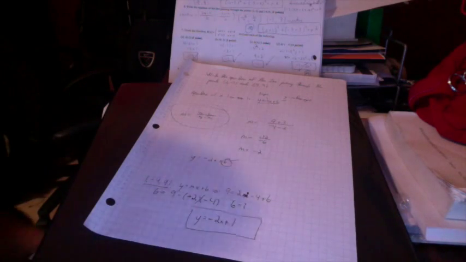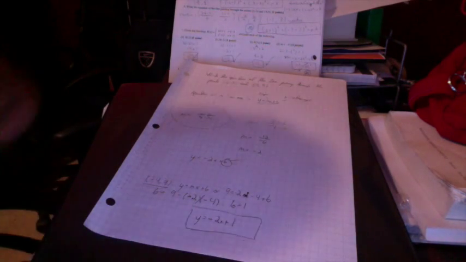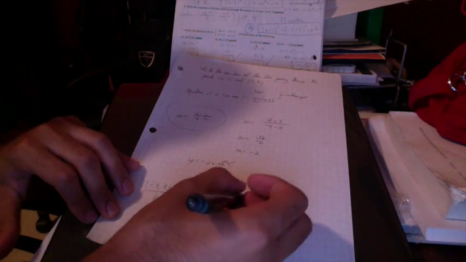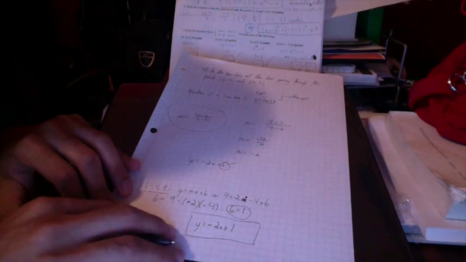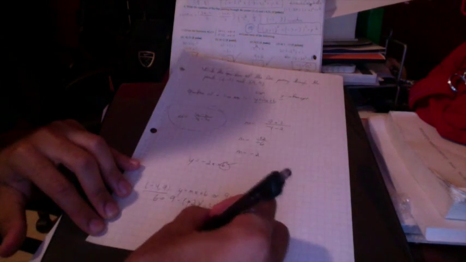Then we just have to plug in and solve for b. y equals mx plus b: 9 equals -2 times -4 plus b. b equals 9 minus -2 times -4, and that ends up being b equals 1. This in the end gives us this answer at the bottom, y equals -2x plus 1. That is the final answer.